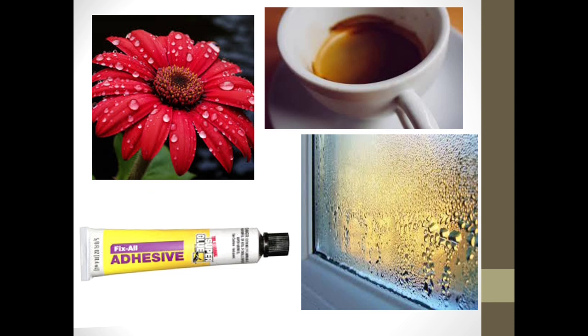The next is the coffee cup. Even after taking coffee, some droplets of coffee are clinging on the walls of the coffee mug. And this adhesive material, or the glue, and the droplets of the water during a rain on a window pane.